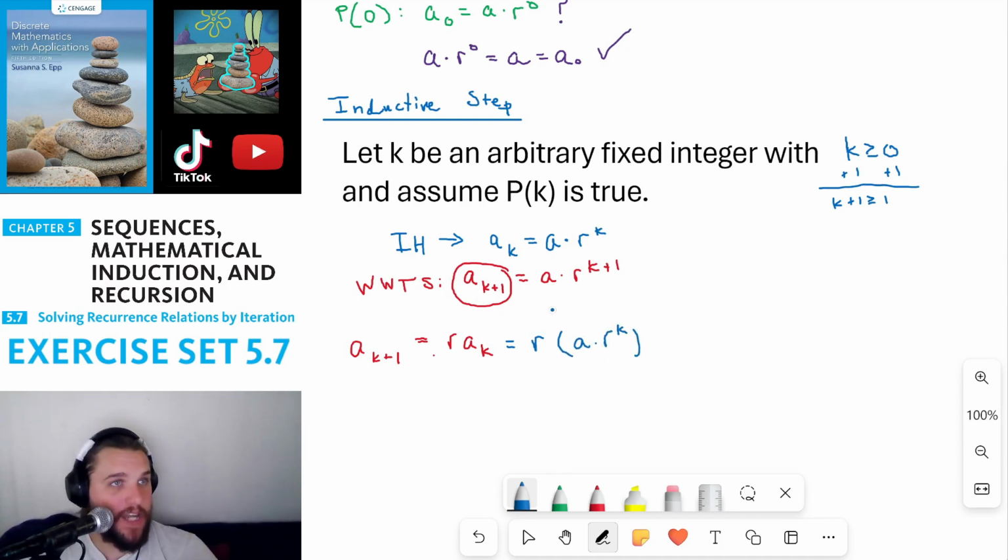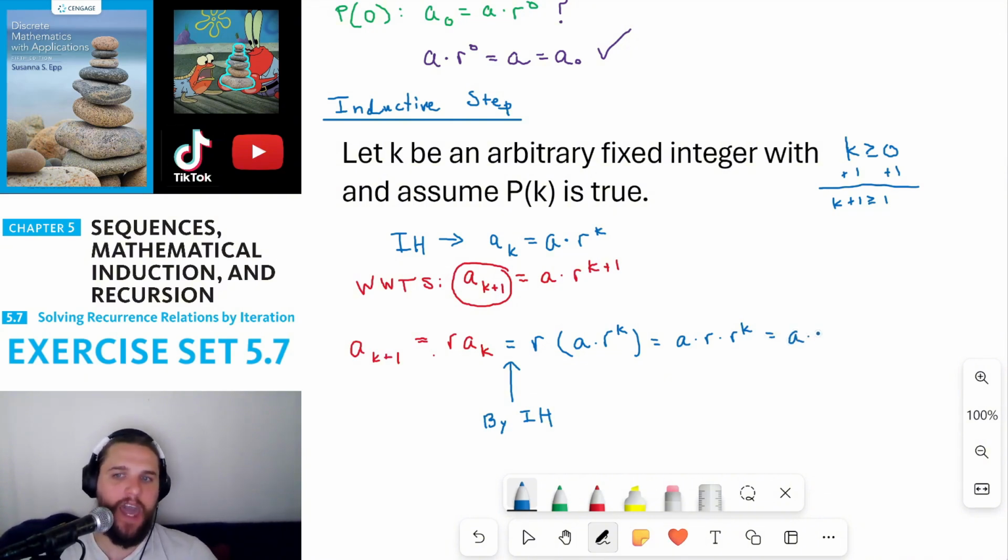And remember, in the inductive step, whenever you apply the inductive hypothesis, which you have to apply at least once, then you have to clarify to the reader that you're using the inductive hypothesis. So this equal symbol here is only true because of the inductive hypothesis. But now we can rewrite this as a times r to the k. And we can use the law of exponents to add these exponents together and group together these factors of r so that this is a times r to the k plus 1th power.